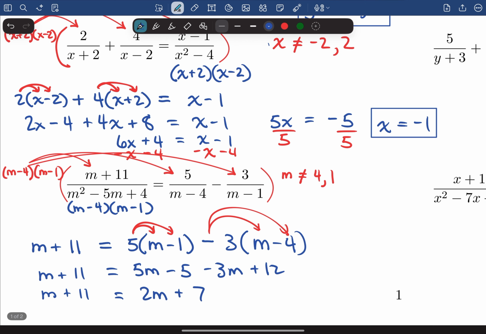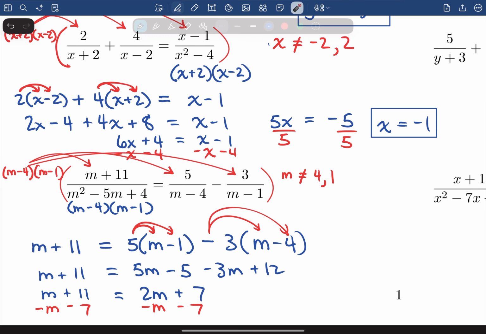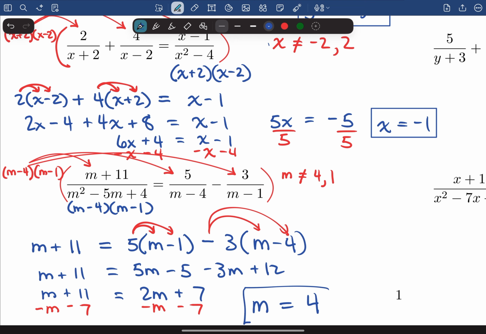Okay. And now what I'm going to do is move some terms around because I want to get the variable terms by themselves on one side of the equal sign. So it would make sense why I might subtract m from left to right and subtract 7 from right to left. Great. And what do I get as a result? Well, 2m minus 1m is just m, 1m. And, well, 11 minus 7, that's 4. So I have now solved this linear equation, and I found out that m equals 4.